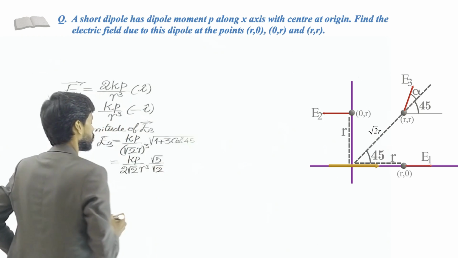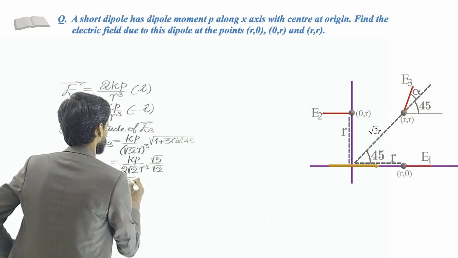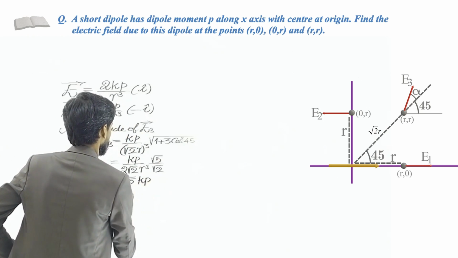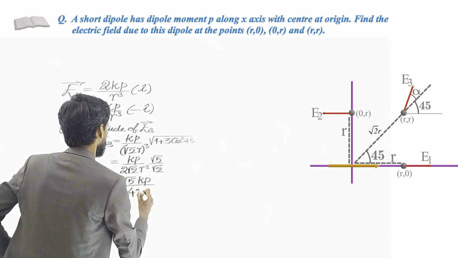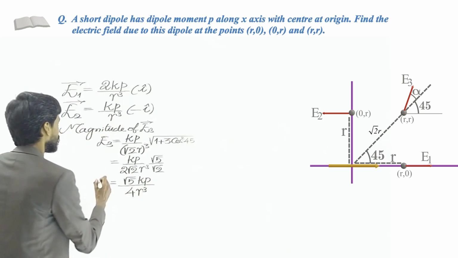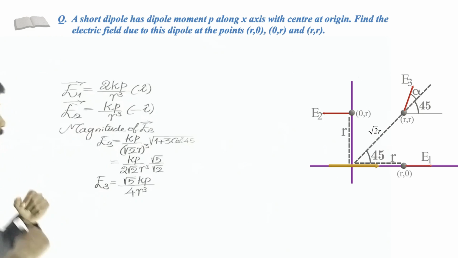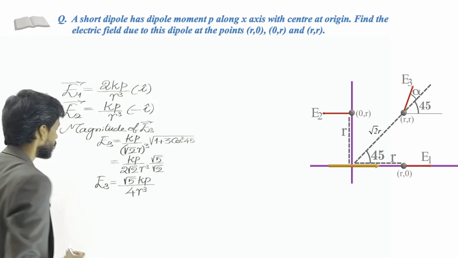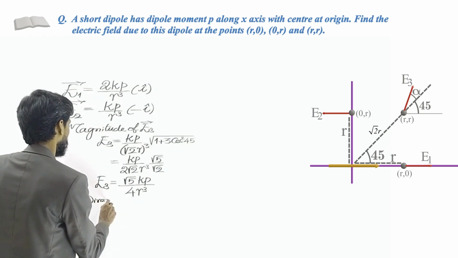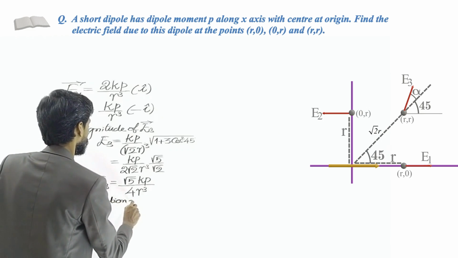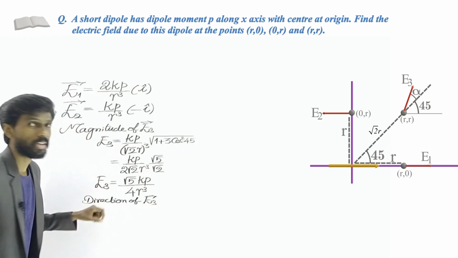Okay, so that's it. So this can be written as root 5 Kp divided by 2 multiplied by 2, so 4r cube. So that's all. So this is E3, which is the magnitude of our required electric field. Okay, yes. Now we'll also write the direction of this E3 vector, right? So we have written the magnitude, now we will write the direction.